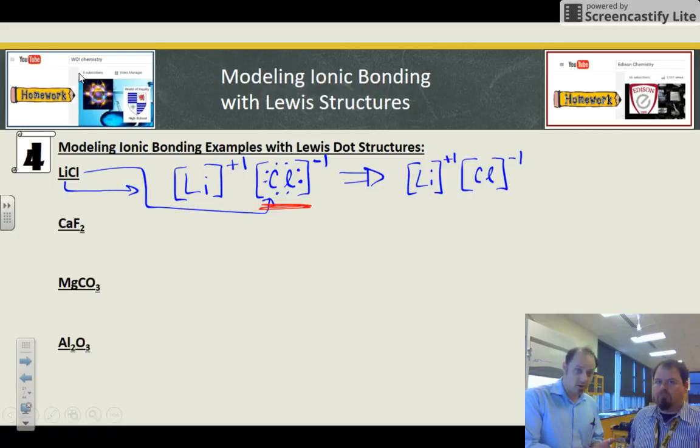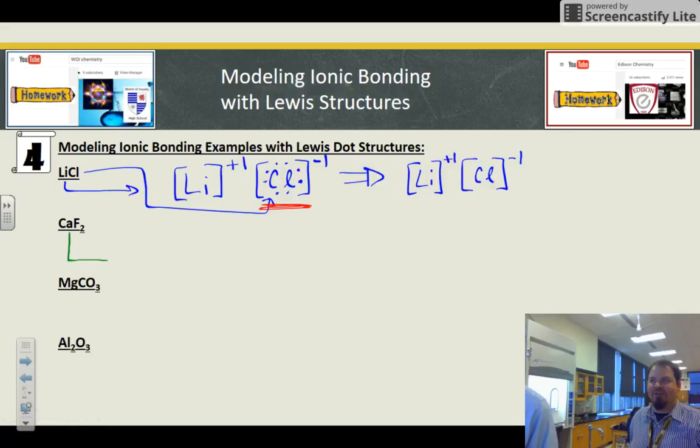Lithium lost 1 electron. Chlorine picked that 1 electron up. Now they're equal and opposite in charge, so they get stuck together to make an ionic compound. I don't think we want you to be in the habit of not including your dots, though. So just for clarification.